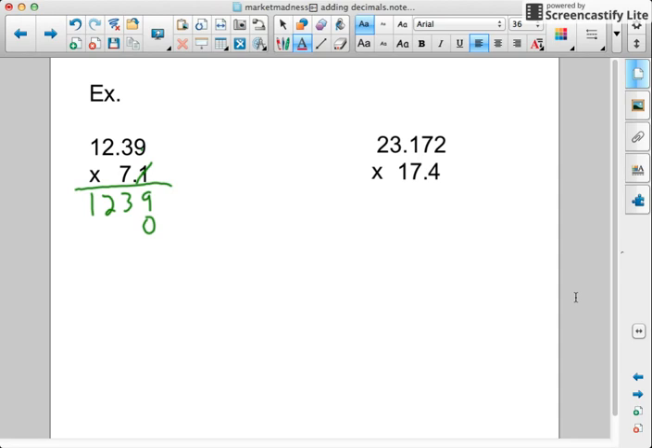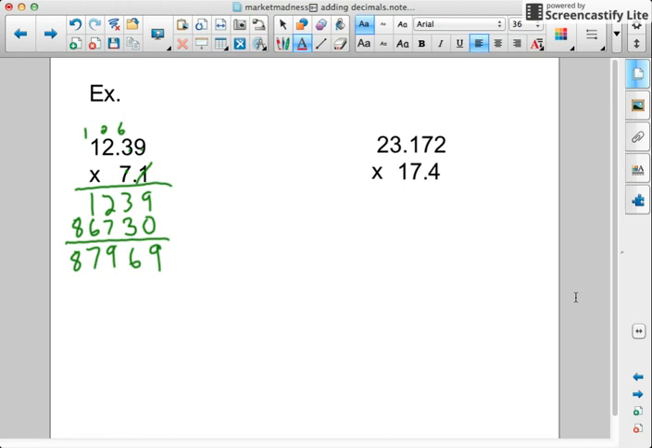7 times 9 is 63, so I put the 3, carry the 6. 7 times 3 is 21 plus this 6, so that's 27. Put the 7, carry the 2. 7 times 2 is 14, plus this 2 is 16. Put the 6, carry the 1. 7 times 1 is 7, plus 1 is 8. And then I add these together. So this would be 9, 6, 9, 7, 8.